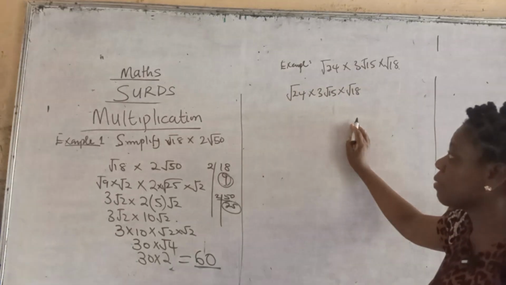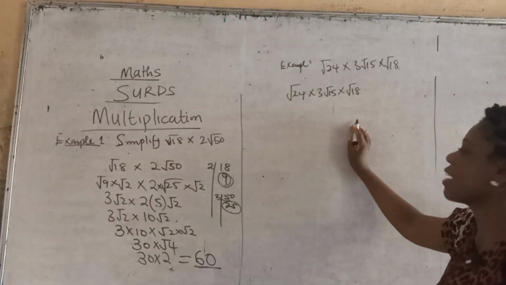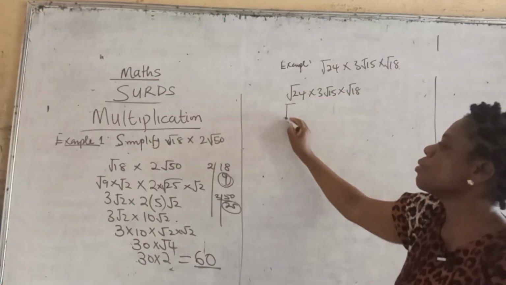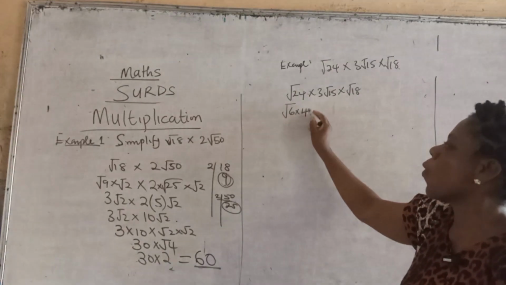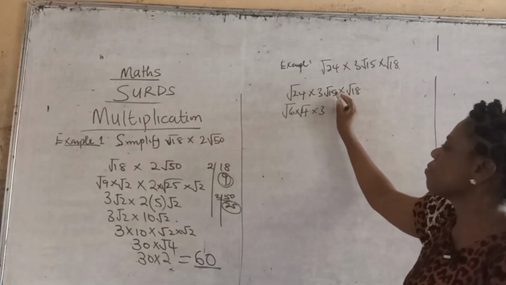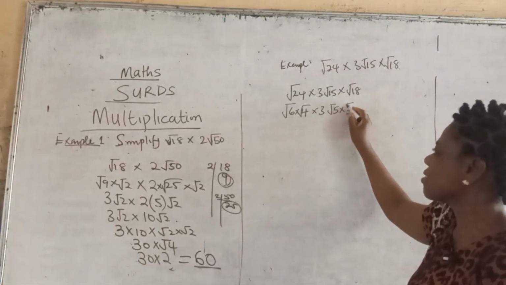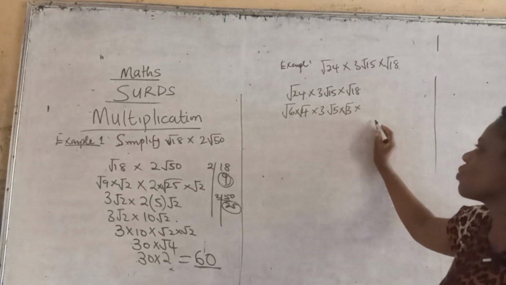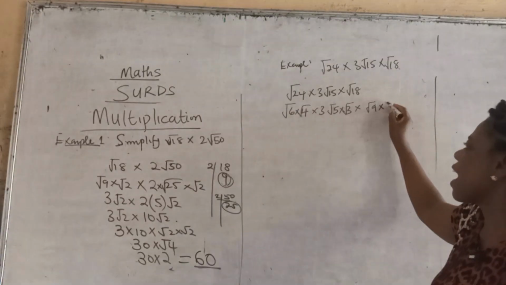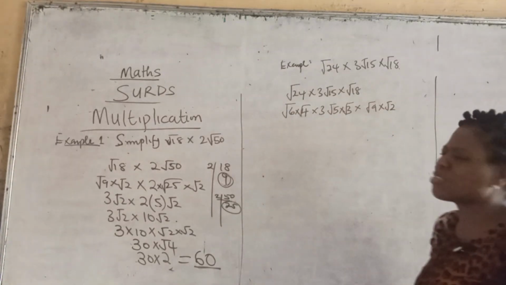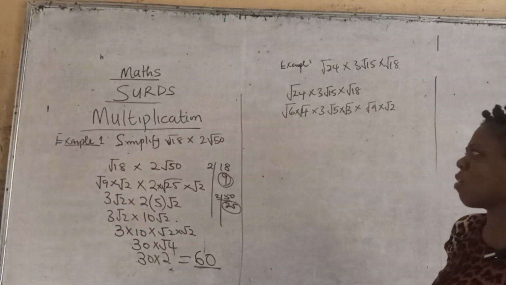We have 24. We can quickly find that. And what is that? Root 6 times 4. And what is 15? 15 is 5 times 3. Let's break it down. And 18 is what? Root 9 times root 2. It depends on your mind, the number that comes to your mind.